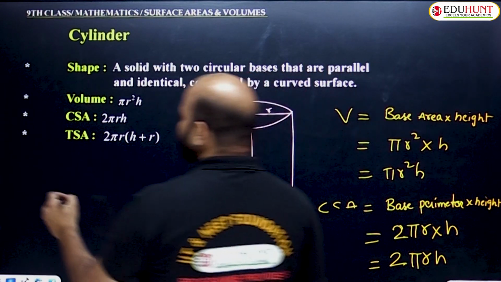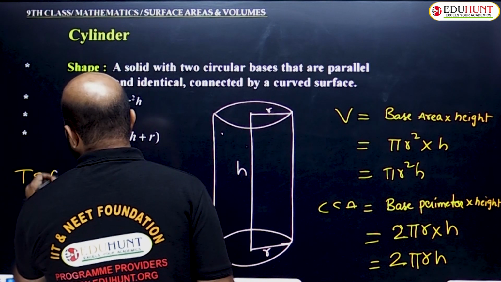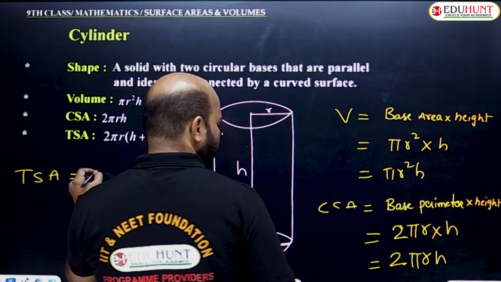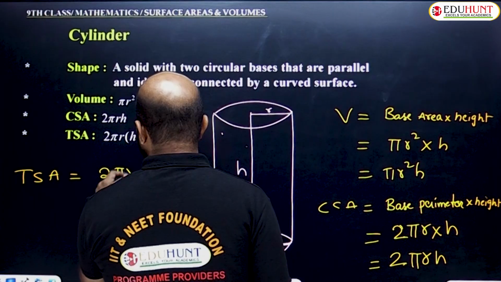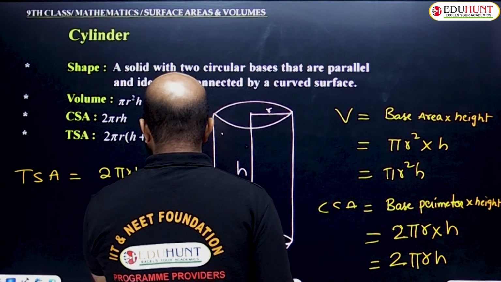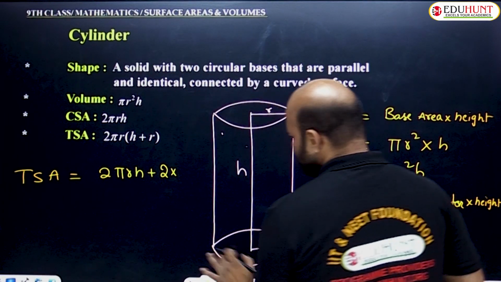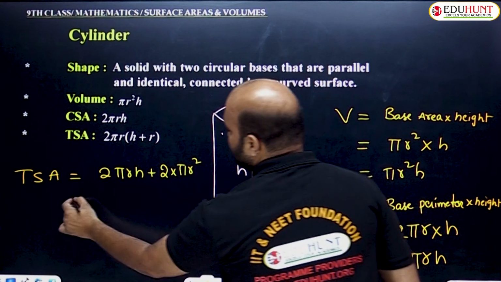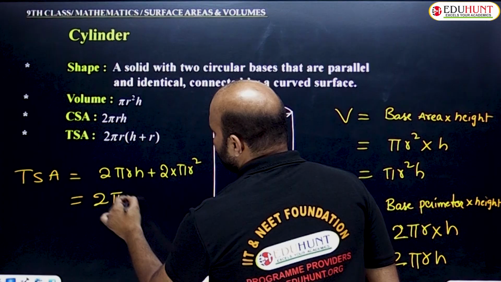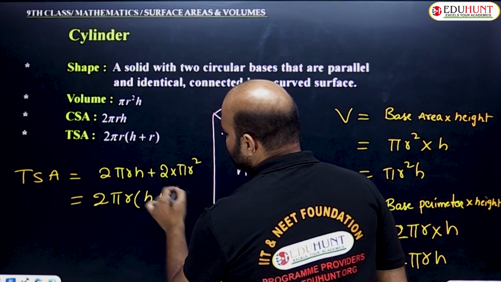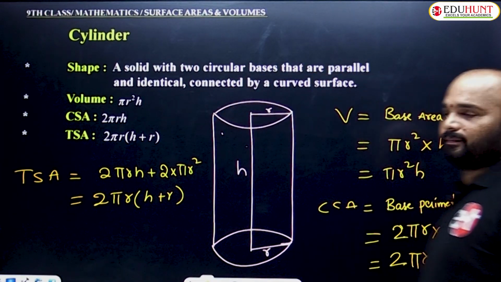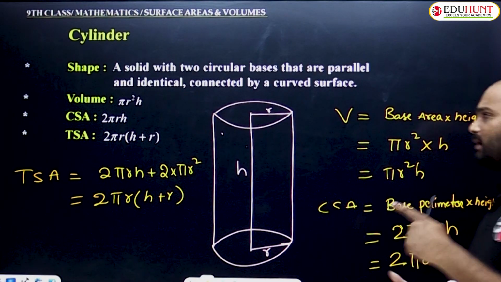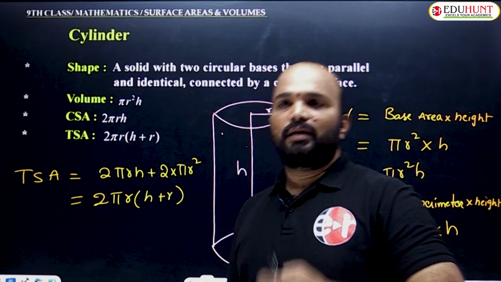So what is the total surface area of the prism? Curved surface area, nothing but 2 pi rh, plus 2 into base area. What is the area of the base shape? That is a circle, pi r square. Taking 2 pi r common on both sides, it can be written as 2 pi r into h plus r. So this is the formula of total surface area. So cuboid and cylinder are just like a prism shape.